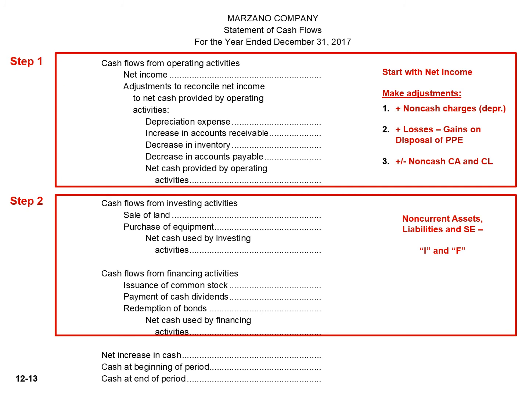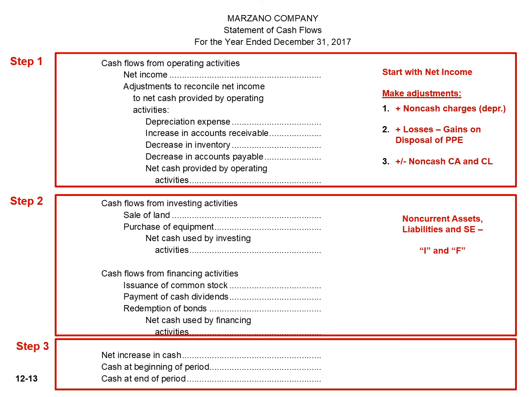And then that last step, step 3, again, the increase, the beginning balance, and the ending balance are all coming from the balance sheet. Again, that's that first line item.